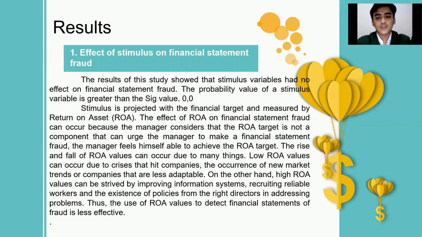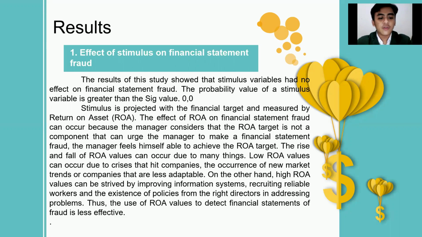The result of the study showed that the stimulus variable had no effect on financial statement fraud. The probability value of the stimulus variable is greater than the value of 0.05. Stimulus is projected with ROA, and the effect of ROA on financial statement fraud can occur because managers consider that the ROA target is not a component that can urge the manager to make financial statement fraud. The manager feels himself able to achieve the ROA target.